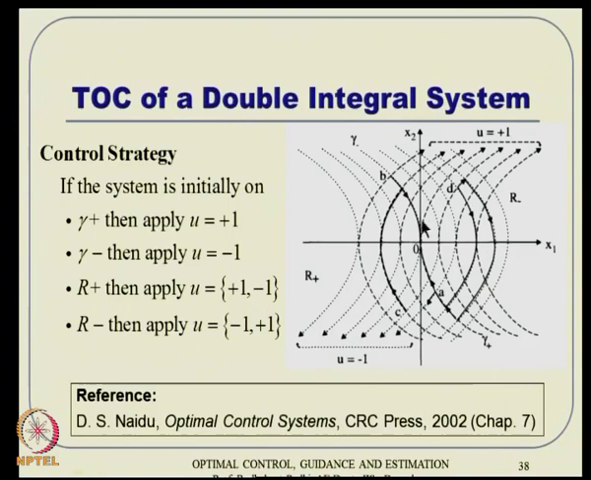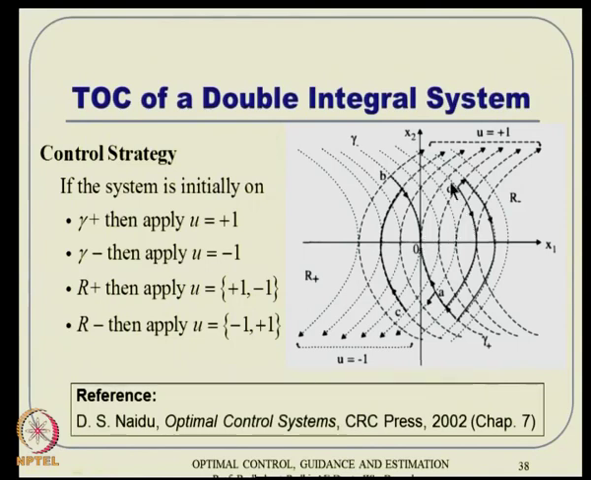Alright, so now somebody can argue, wait a second, I can actually do this another way also. Why should I take this negative control and go this way and then go to 0? I can actually also start with some positive control, then apply negative control. I will intersect this switching curve again somewhere, and then I will again switch the sign and go. The thing is, it is not allowed.